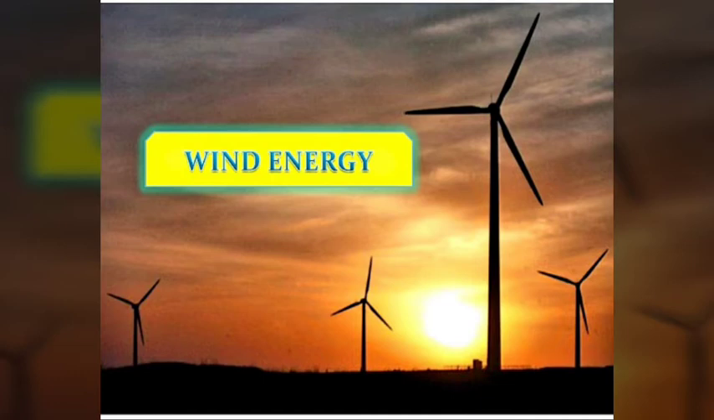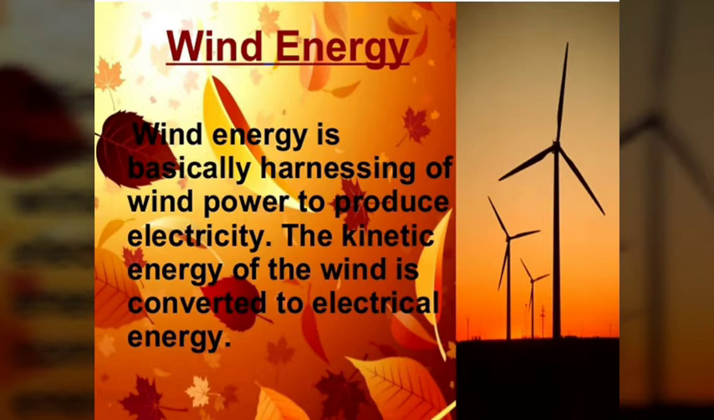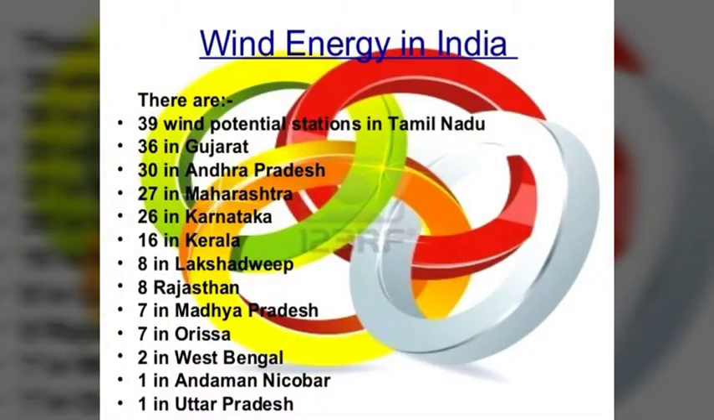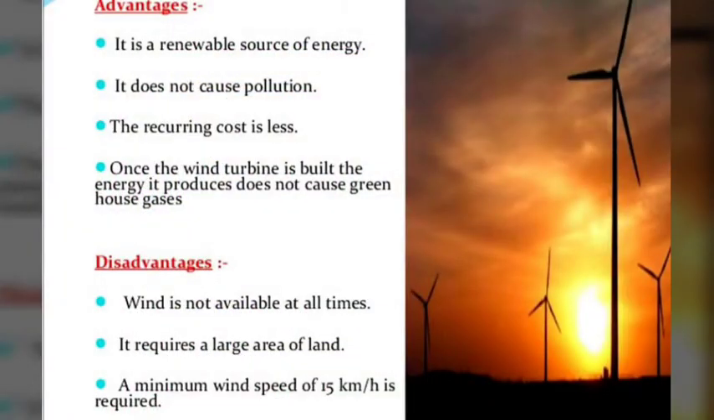So we can start with the first one, the wind energy. Let's look at the definition of it. Wind energy is basically harnessing of wind power. Harnessing means utilizing wind power to produce electricity. That means conversion of kinetic into electrical energy. And these are the potential stations that are found in India, like 39 wind stations in Tamil Nadu, 36 in Gujarat, 30 in Andhra Pradesh, 27 in Maharashtra, and so on.